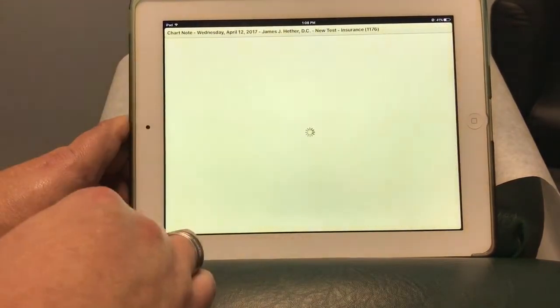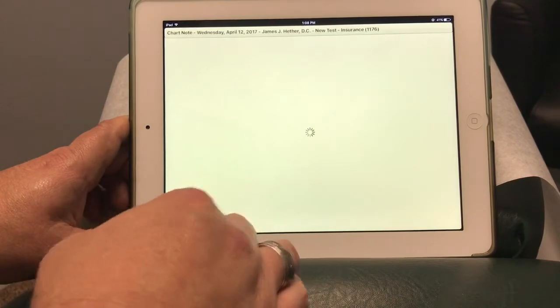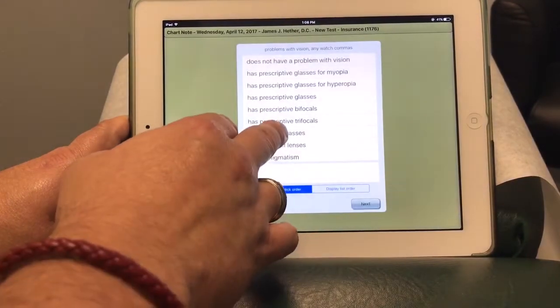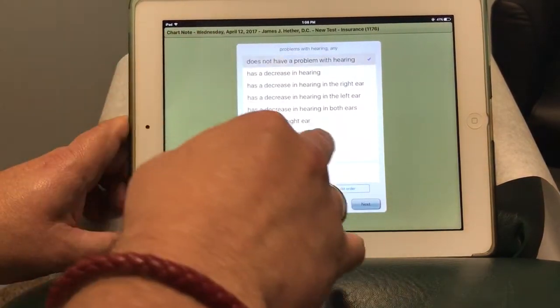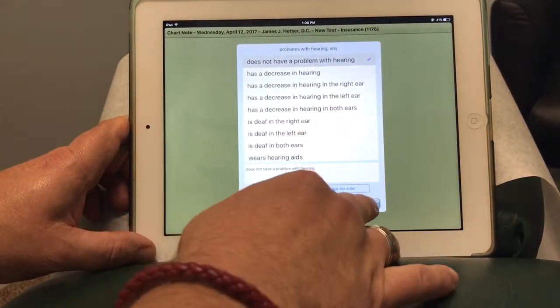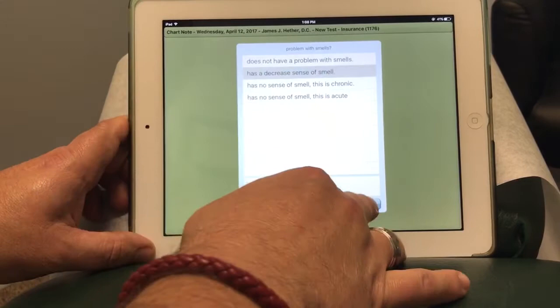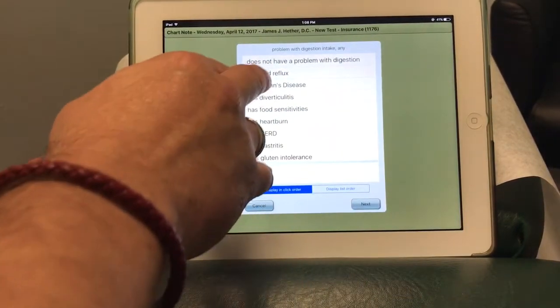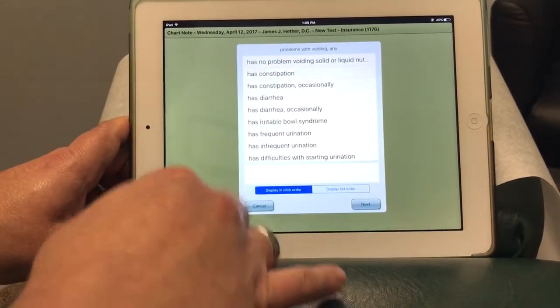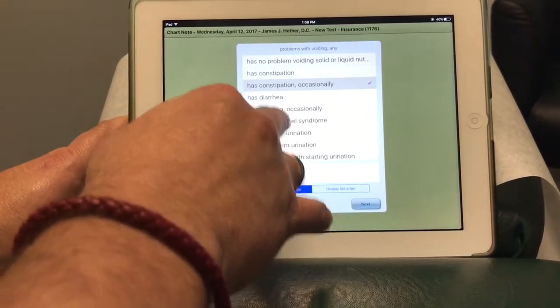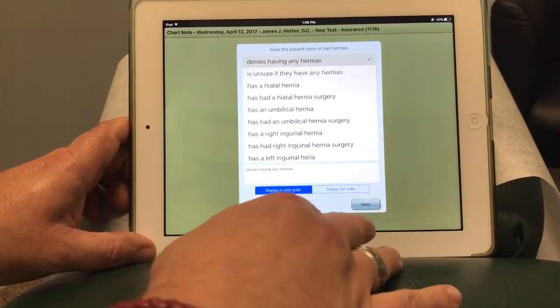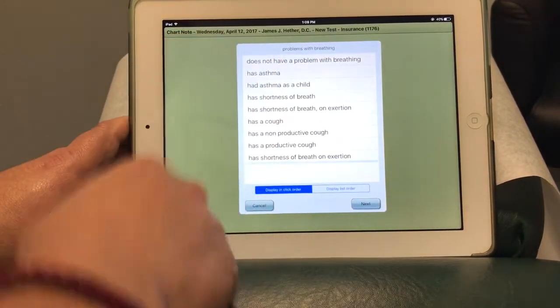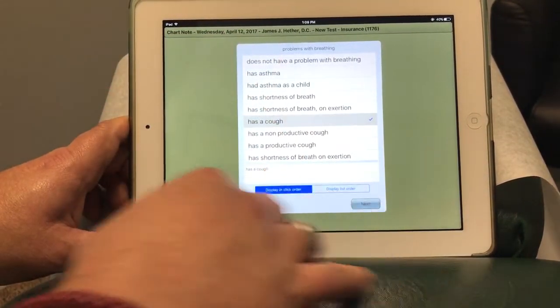We can ask if they wear glasses, and yes, they have prescription lenses. We can ask the patient if they have any problem hearing. They do not have hearing problems. They do have a decrease in smell, and from there we can say they do have a condition of acid reflux. They do have occasional constipation and occasional diarrhea. From there we can ask if they've had any hernias or hernia surgery. They do have a cough. We can add that to there.